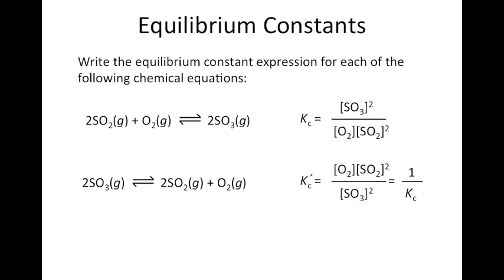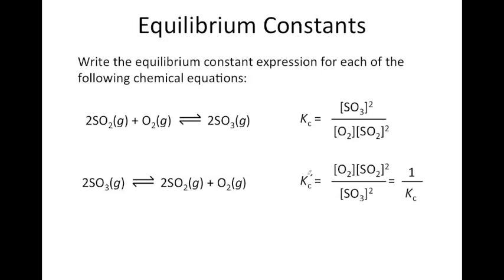Okay. So, of course, the Kc expression for the first would be the product squared divided by the concentration of SO2 squared times the concentration of O2 to the first. It doesn't matter what order you write those in. And of course, these are equilibrium concentrations here.